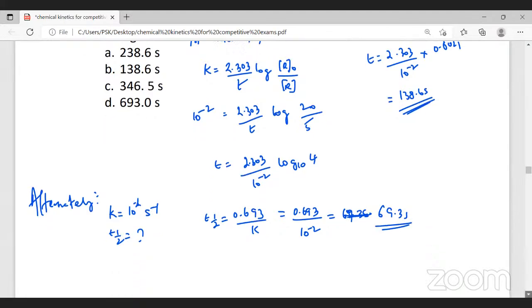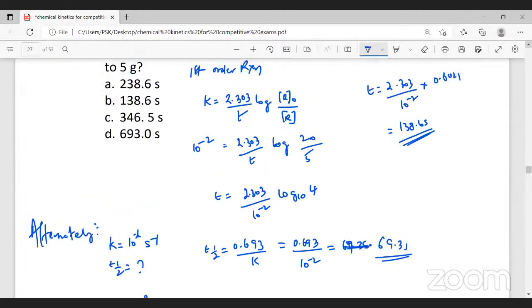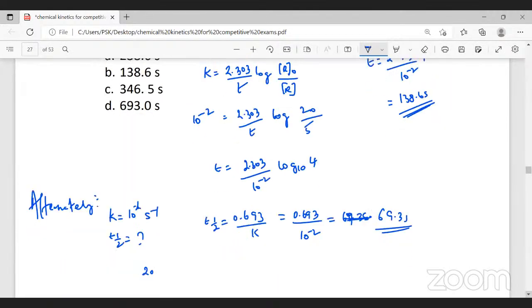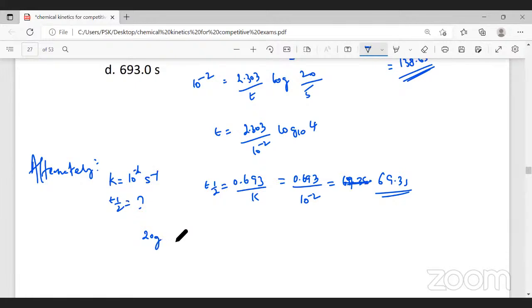Yes, sir. Now just see here. Initial concentration, how many grams are they taking as per the question? The initial concentration is 20 grams. Now to reduce this 20 grams to 10 grams, the half-life period is 69.3 seconds. Now from 10 grams to 5 grams, again it's a half-life period, again 69.3 seconds. So this is the first half-life, this is the second half-life. So totally 2 half-life periods.